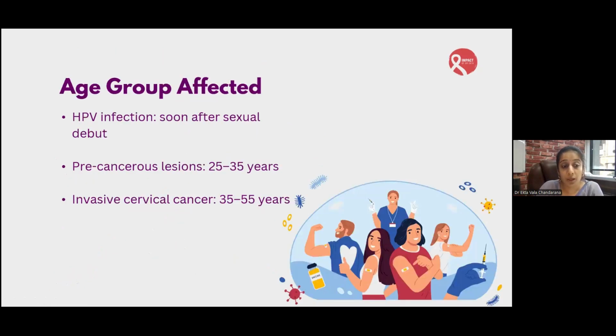So HPV infection, as I discussed, is transmitted sexually. One gets the infection soon after sexual debut, and we see precancerous lesions in around the 20s and 30s, and we see cervical cancers in around the age group of 35 to 55 years.